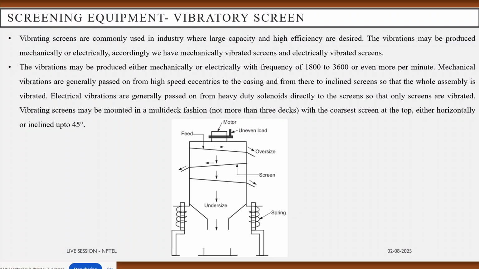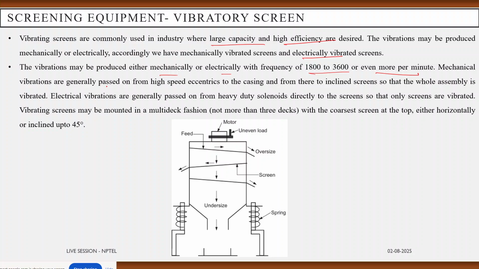This vibratory screen, or the vibrating screen, is commonly used in industry where we deal with large capacity and want high efficiency. The vibration may be produced mechanically or electrically. Accordingly, we have mechanically vibrated screens or electrically vibrated screens. This vibration can be produced either mechanically or electrically with a frequency of 800 to 3600 or even more per minute, as per our requirement.